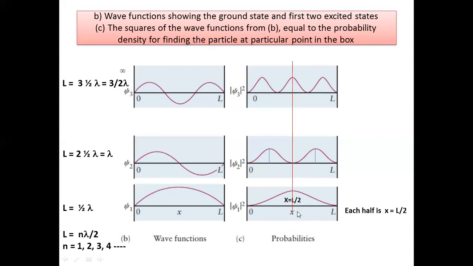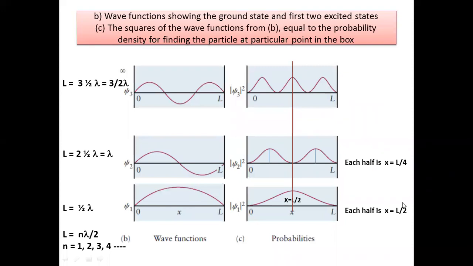So you can divide energy level 1 into two equal halves. That means each half would be equal to L by 2. This is L by 2 and this is also L by 2, and when you join them, the total length would be L. L by 2 plus L by 2 is equal to L. So let's move to the second energy level.